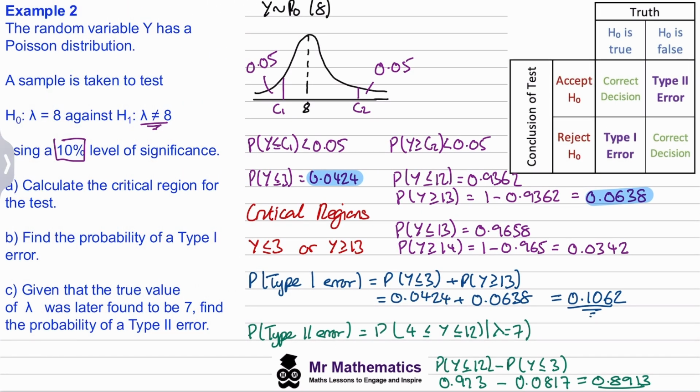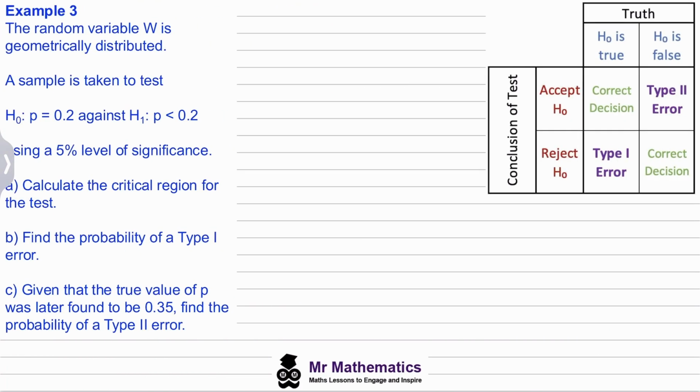Let's try one more question on a geometric distribution. So now we're told that the random variable W is geometrically distributed, and a sample is taken to test the null hypothesis that p equals 0.2 against the alternative that p is less than 0.2 using a 5% level of significance. We need to calculate the critical region for the test. So perhaps you want to try this question yourself. You can pause the video, and when you come back, we'll go through the solution.